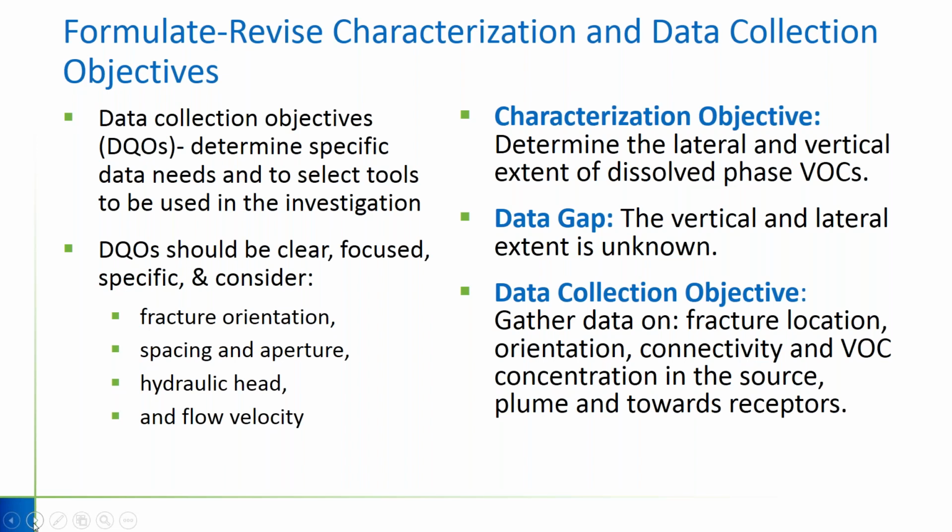So for specific data collection objectives, rather than just saying we're going to go determine the lateral and vertical extent of contamination, that's kind of vague. We want to get to a specific data collection objective that says something like, we want to collect data about the fracture orientation, the fracture location, the fracture connectivity, and the vertical and lateral concentrations of VOC at the source and down gradient toward receptors. Obviously we're assuming a fractured rock site here, but the idea is you get specific. This data collection objective then allows you to pick what sampling methods you're going to use, how many samples you're going to collect, and so on.